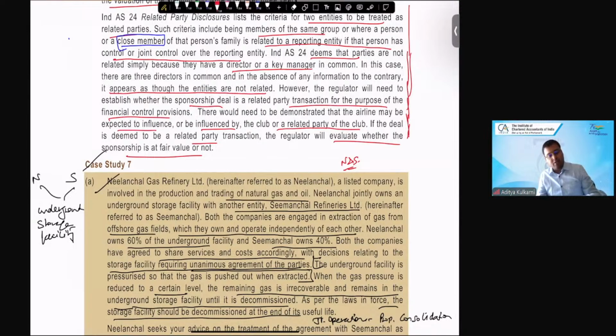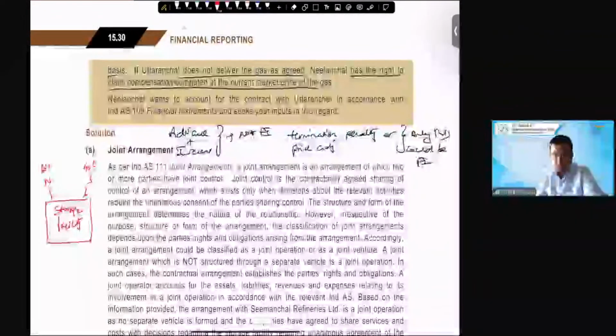You have studied Ind AS 103. You have studied Ind AS 110. You have studied Ind AS 27, Ind AS 28, Ind AS 111. You tell me, what is this arrangement as far as the storage facility is concerned? Sir, 111, joint arrangement. Will it become a joint venture in Ind AS 28? No, sir. Why? Sir, they are only jointly operating, there is no separate vehicle, organization or company. That's right. Yes, that's right. Absolutely right.